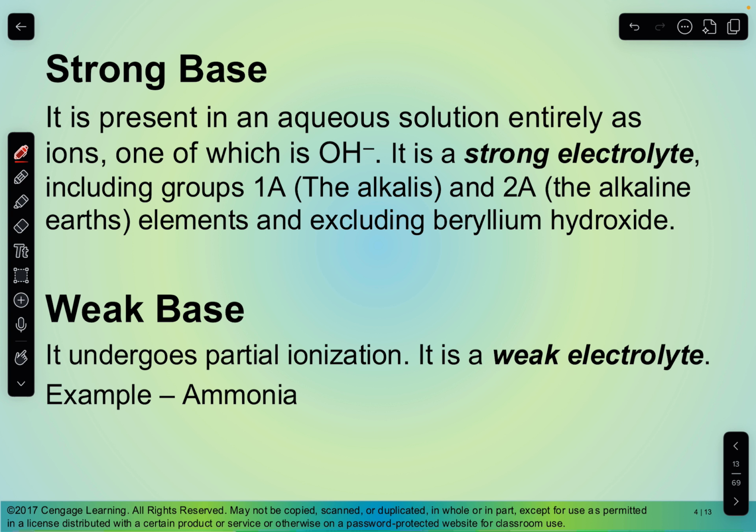Strong bases. Okay, so strong bases are very similar to strong acids in which they are strong electrolytes that completely dissociate. So if you have NaOH going to Na plus OH minus, then you have 0% NaOH and 100% Na plus and OH minus.